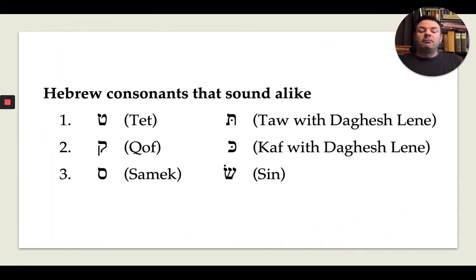And then there are some letters that we talked about even when we were looking at the alphabet that look somewhat alike. The tet and the tav, right, when it has the dagesh in it. The qof and the kaf, and then the samekh and the sin. They have similar types of sounds. That shouldn't really throw you off. Just know that there are a repetition of sounds between letters. I hope that this was helpful. This is chapter 1 of the textbook.